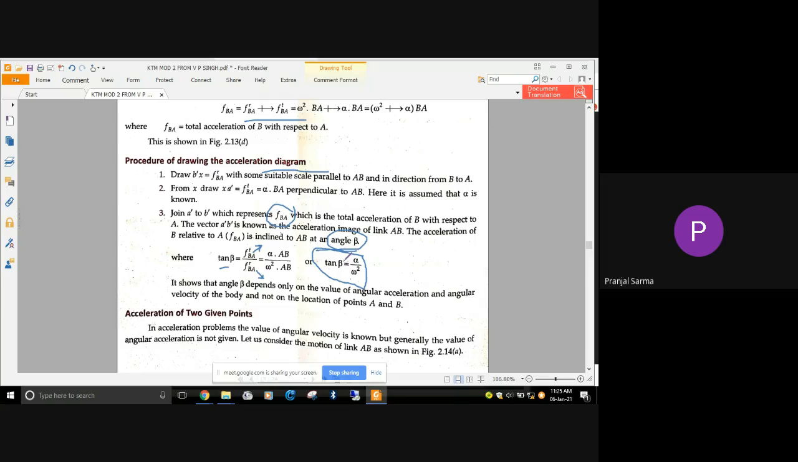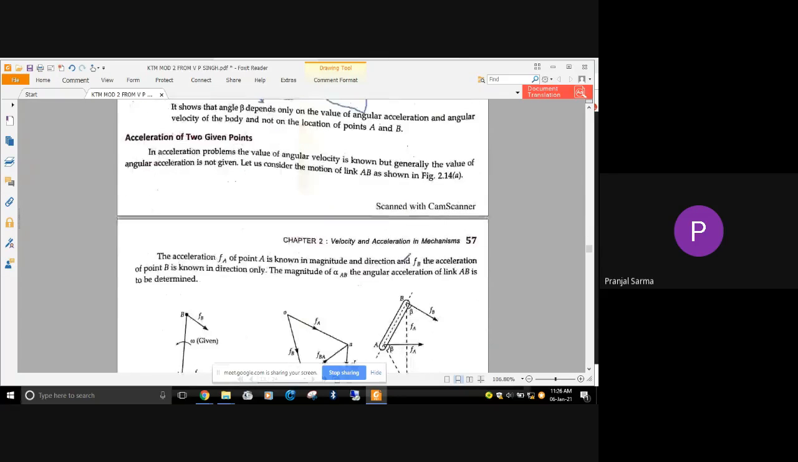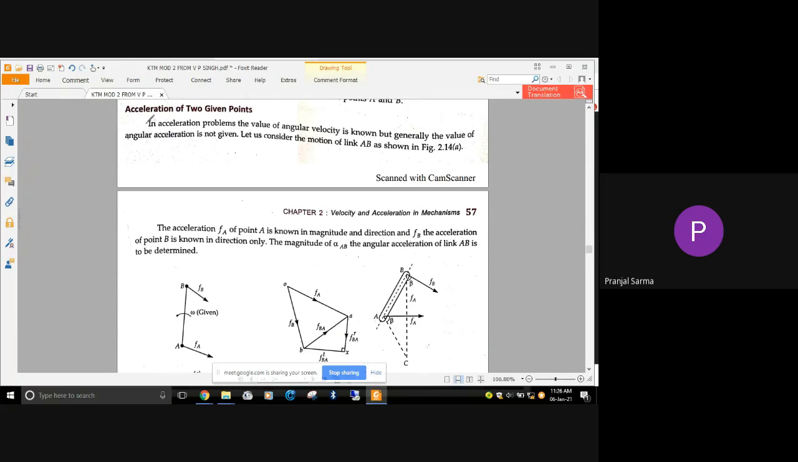That means this angle beta only depends on the value of angular acceleration and angular velocity of the body, and it is independent of the location of both the points A and B. So AB gets cancelled. It is independent of the location of the point, but it only depends on what is the angular acceleration and what is the angular velocity. Let me know whether you have understood or not. I hope you have understood. Now we'll see how to draw the acceleration for two given points.